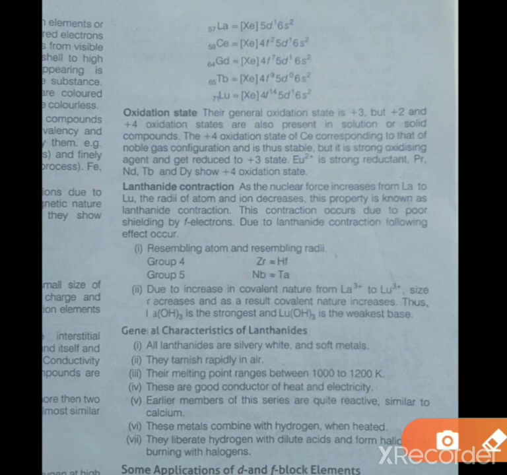Okay, students, so this is the basic introduction only of F block elements. In our next lecture we will be discussing what is lanthanide contraction, because from here a question is raised in your exam: what is lanthanide contraction.